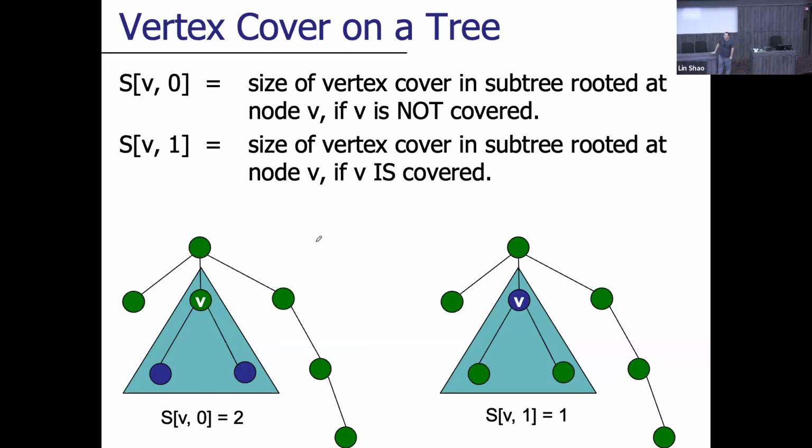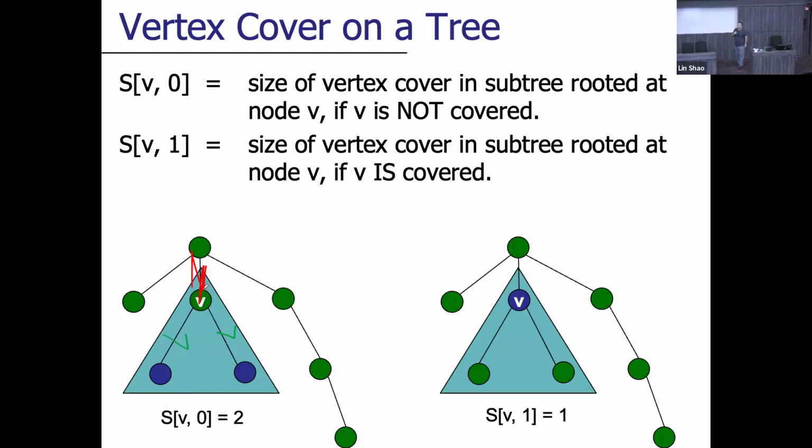If we consider SV0, the definition of SV0 is the size of the vertex cover in the subtree rooted at the node V. However, in this case, V is not covered, right? When V is not covered, we will need to use the two child nodes as the leaves to cover these two edges, right? But the most important thing you need to notice is that if V is not covered, you also need to pay attention to how you are going to cover these edges. When you divide this problem into subtrees, you probably want to consider the situation of these edges.